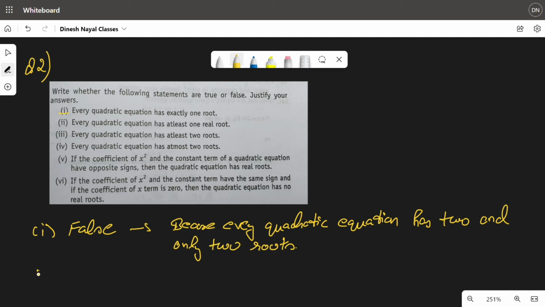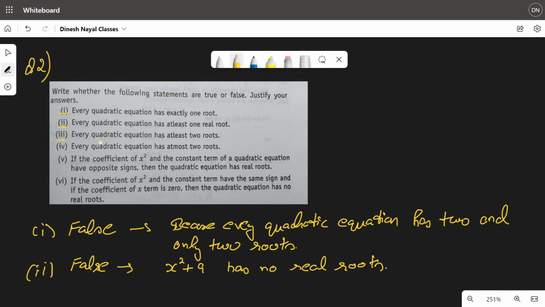Okay. Now the second part. Every quadratic equation has at least one real root. So this is also false. Now to verify this, we can take an example. They are saying one real root, but if you consider the equation as x square plus 9 equals 0, you see it doesn't have any real roots. So x square plus 9 equals 0 has no real roots.